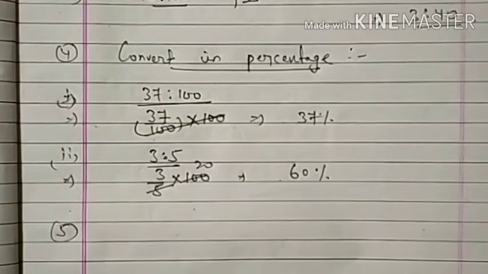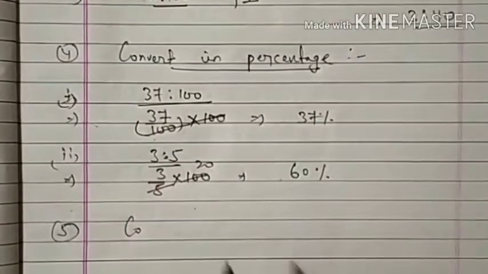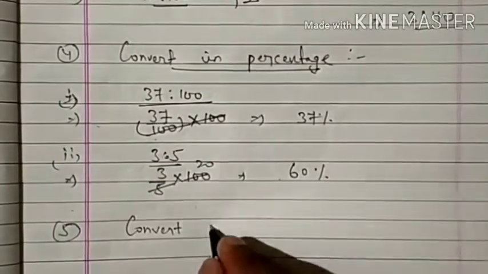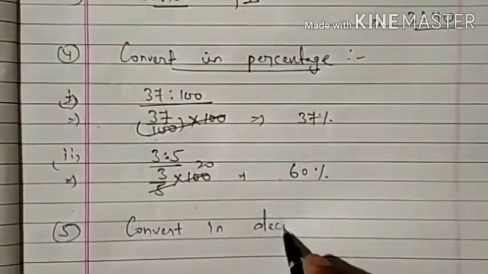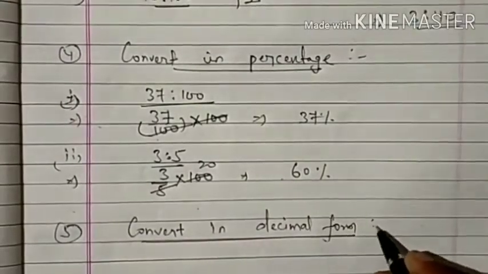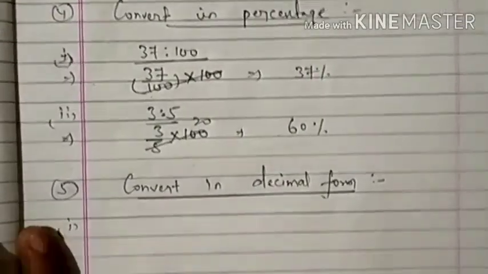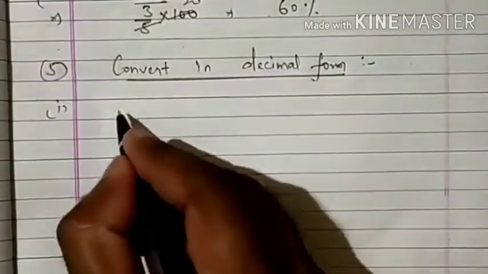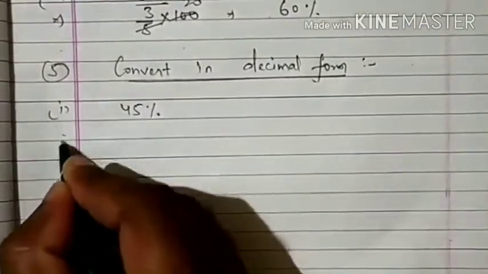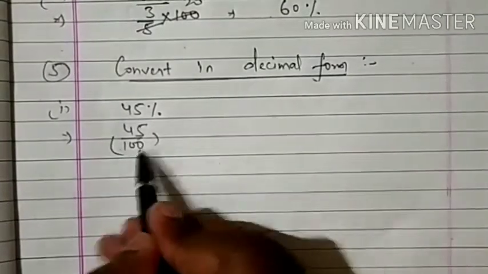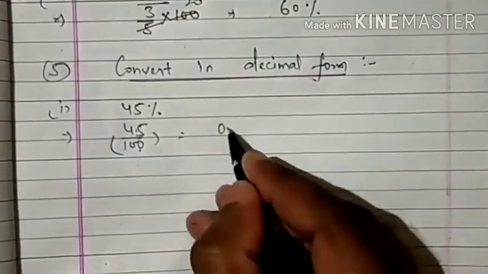The next question is convert in decimal form. We have to convert in decimal form. The first question of this kind is 45%. So in the same way, we will write 45 by 100. And to convert it into decimal, we will divide it with 100. And what will be our answer?